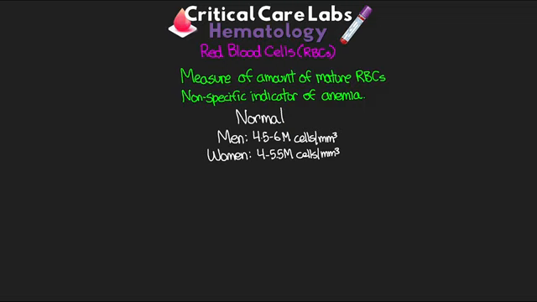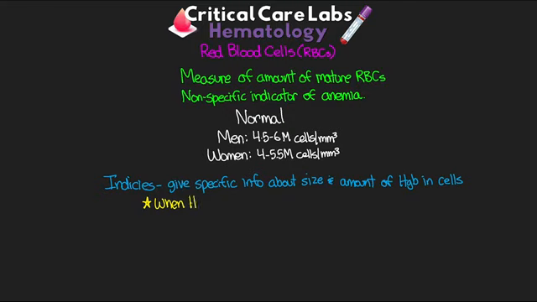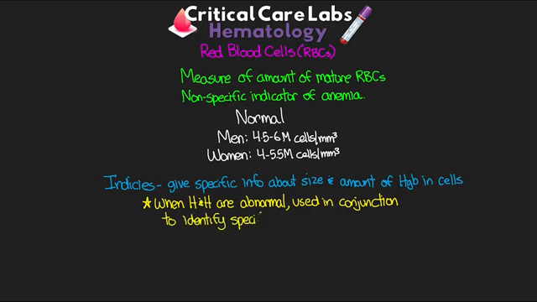Now, the big thing where the RBCs really help to diagnose what's going on with our patient is when we look at the various indices. These indices are values that give us specific information about the red blood cells, such as their size and concentration of hemoglobin in each cell. Essentially, when our hemoglobin and hematocrit are abnormal, we want to use this in conjunction to help identify the specific causes of anemia. And so we'll go through and talk about these indices here.